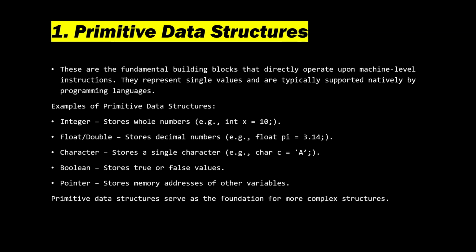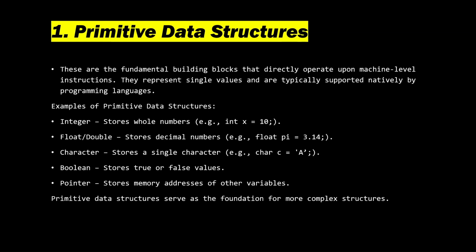Now we are going to learn primitive data structures. These are the fundamental building blocks that directly operate upon machine-level instructions. They represent a single value and they are typically supported natively by programming languages. Examples of primitive data structures. Integer: a number that is not a fraction, it's a whole number instead. Float or double: a fractional number or a number with a decimal point is commonly represented as float in programming languages.